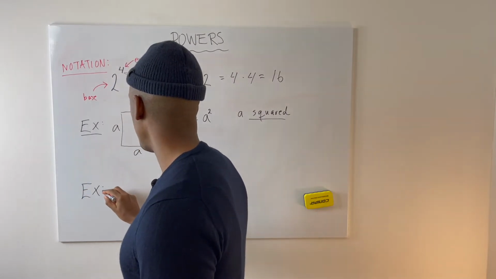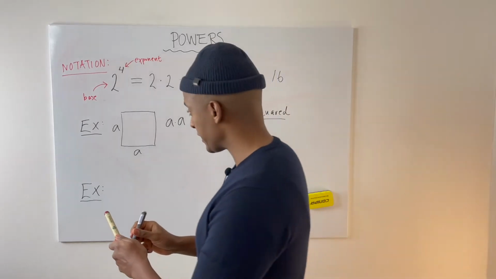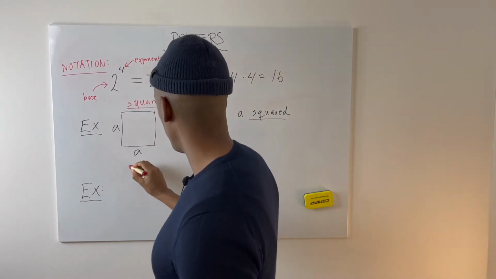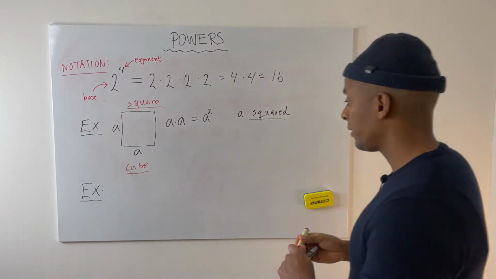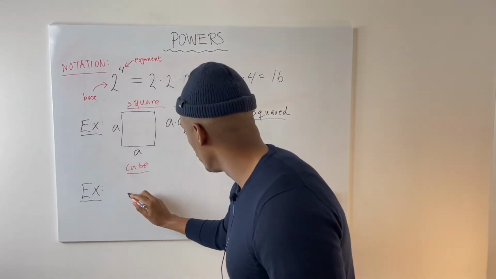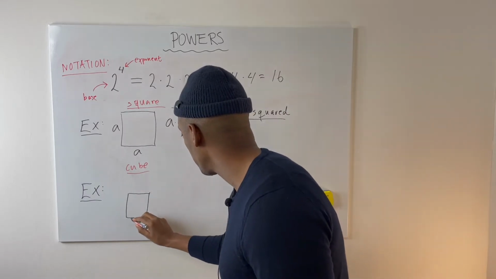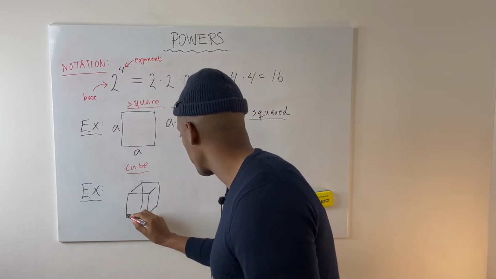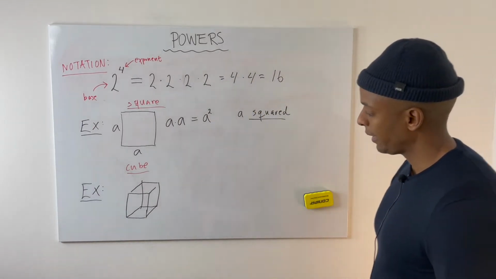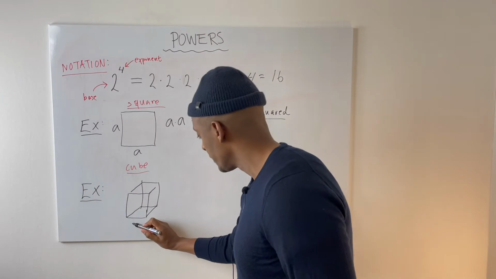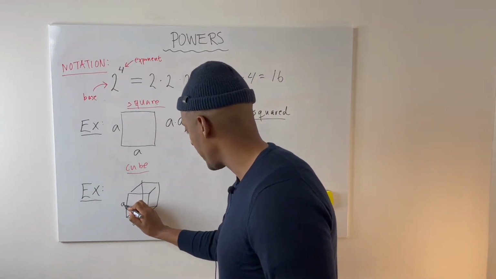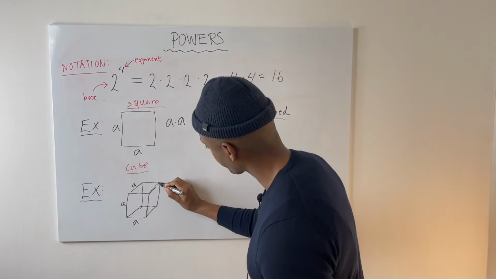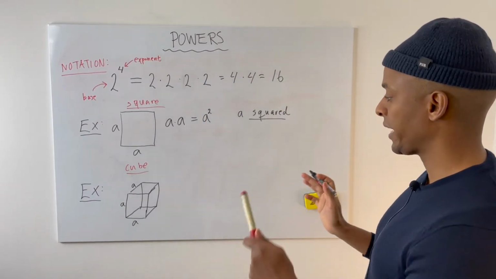Another case: let's say we have a cube. The first case was a square. Now we're going to do a cube. So what is that? A cube looks like this. This is what a cube looks like, and every side in the cube is the same. So if this is A, then this is also A, and this side here is also A. So it's like a three-dimensional picture, like a box, but each side of the box is A.